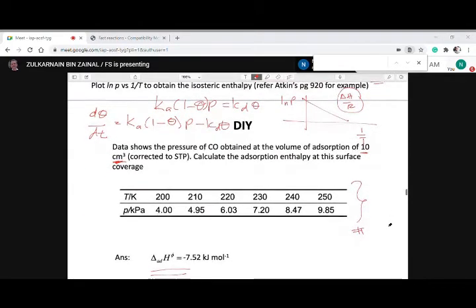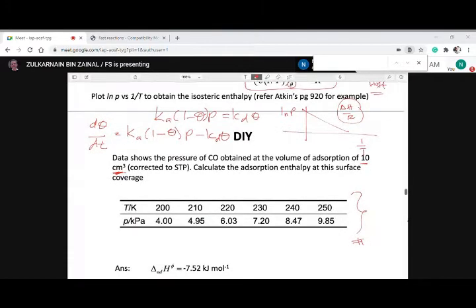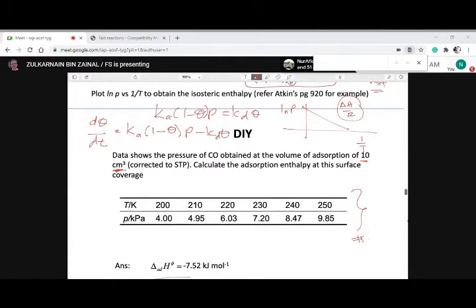So you can try the DIY question given. You can consider this as part of the exercise questions given. I have already given questions during lecture. These are all important questions, and you should try all these questions.